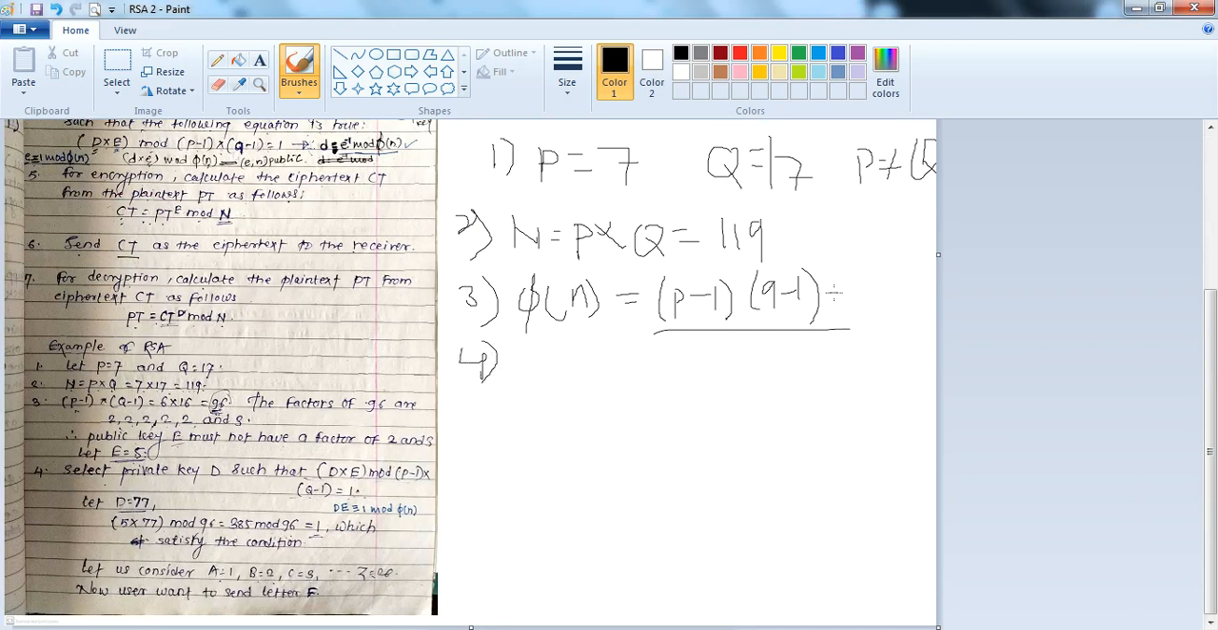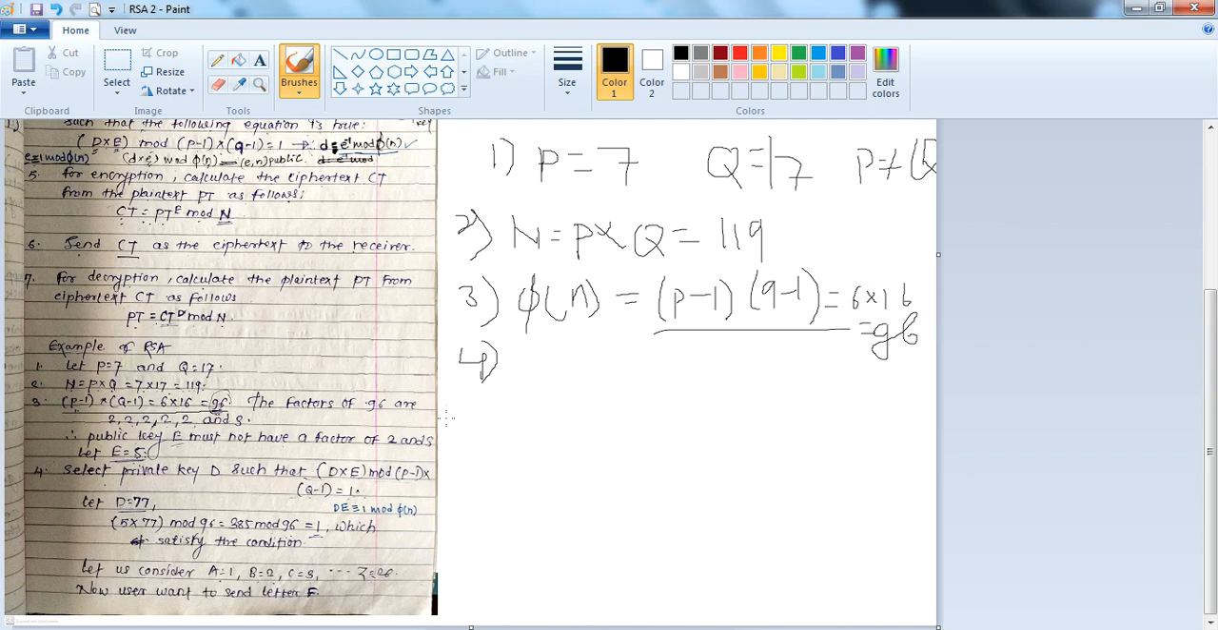Then what will be the value of this? Now this phi of n is P minus 1 and Q minus 1, where P is 7 and Q is 17. It's 6 into 16, which is 96. The value of phi of n is 96 now.